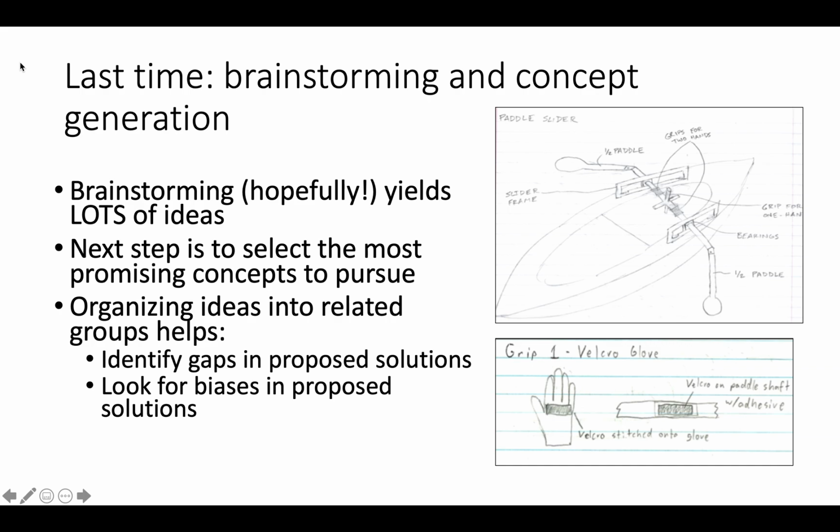So these pictures are from when I was in Capstone. These are some of the sketches that my group did. The first one on the top is a sketch about a paddle slider. So it was an adaptive paddling device, and that's one of our first sketches. We did not go with that. Second is gripping the paddle using Velcro. We also did not go with that. So we had a lot of really bad ideas, but it ended up being a cool project.